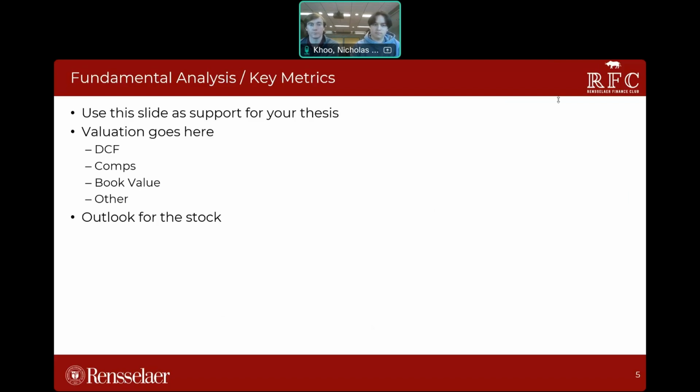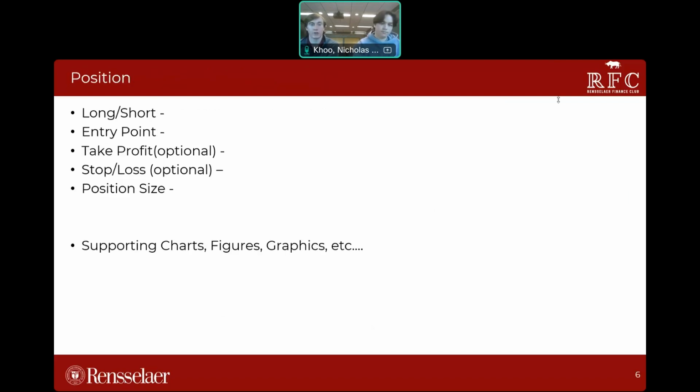So then this is going to be actually defining what your position is for the equity. You'll declare if you're going long or short this position. We're not going to be accepting any hold recommendations because we want to make sure that all the contestants are submitting some sort of definitive strategy here.